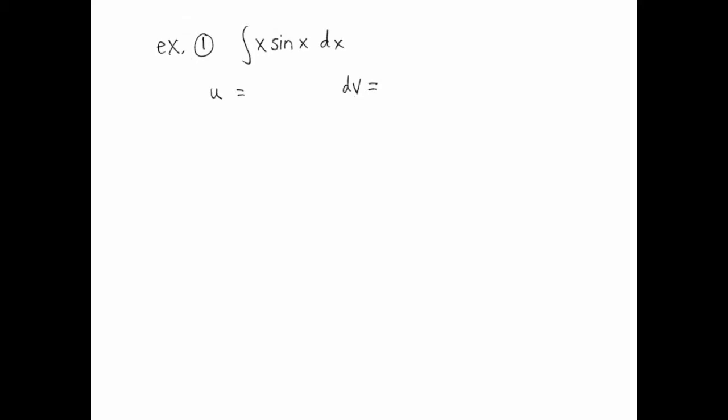So here I'd probably let my u be x, my dv be sine of x dx, and therefore du is 1 dx, and v is the antiderivative of sine, which is negative cosine.